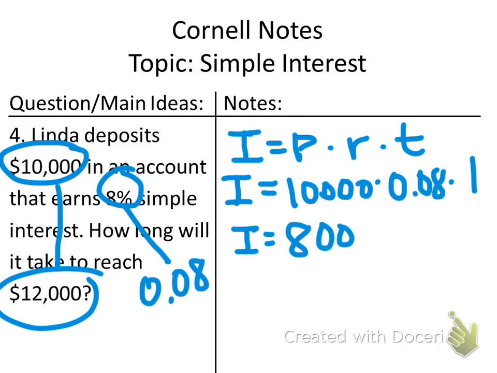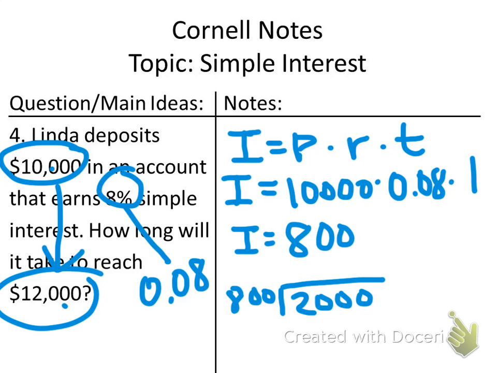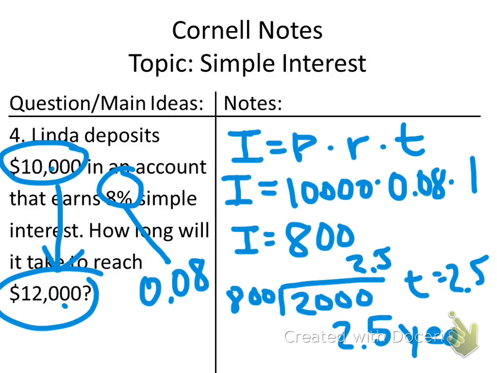So now how do we get to 12,000? Well, we're only increasing 2,000. So how long would it take me to get to $2,000 if I make 800 a year? So 800 divided into 2,000 gives us 2.5. So the time it takes is 2.5 years to get to $12,000.